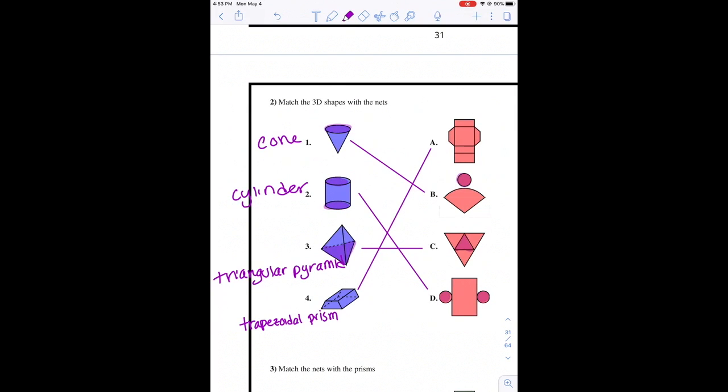Number 4, the trapezoidal prism. Now this one's not going to come up for us a lot. We're not going to be really dealing with trapezoids. But there's a trapezoid on the front and the back. Those are the two bases. Remember, the bases have to be across from each other in the 3D shape. And then all the other sides have to be rectangles. And if you look at shape A, you do see that the rest of the sides are rectangles.